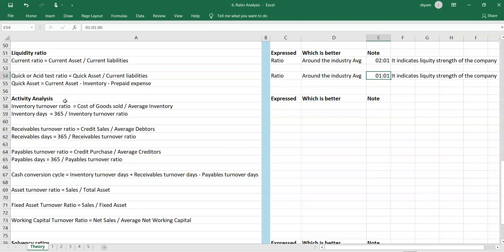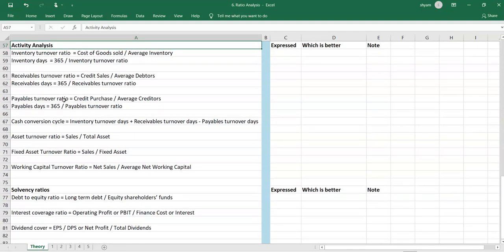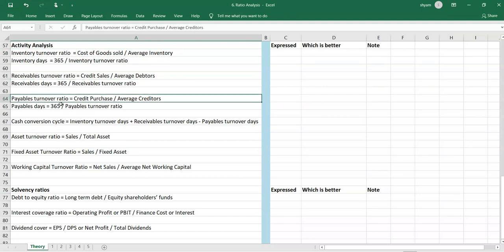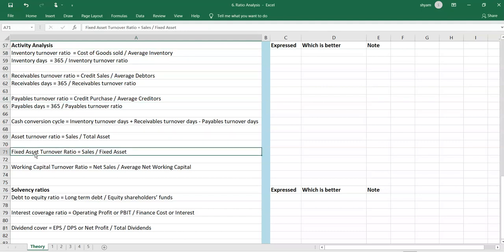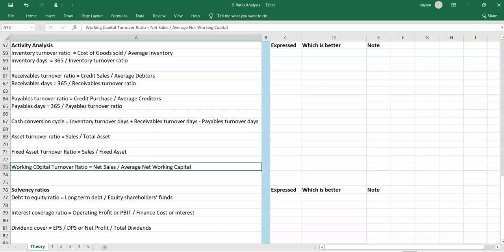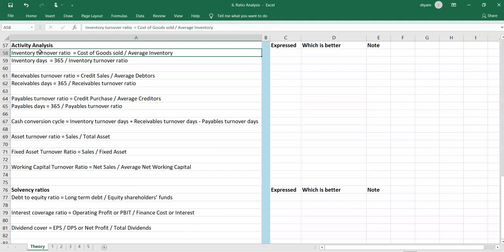Now we'll move on to the next ratios, which are called the activity ratios. Activity analysis tells us how effectively a company uses its assets. We have different ratios like the inventory ratio, receivables ratio, payables ratio, asset turnover ratio, fixed asset turnover, and working capital turnover.